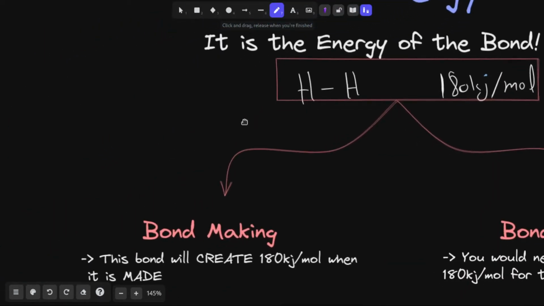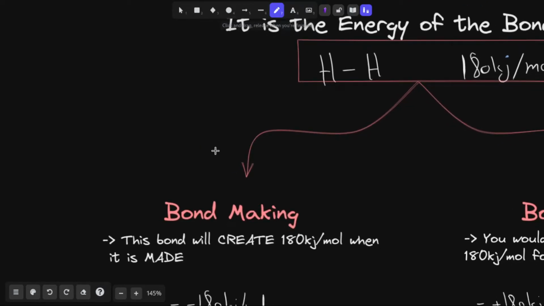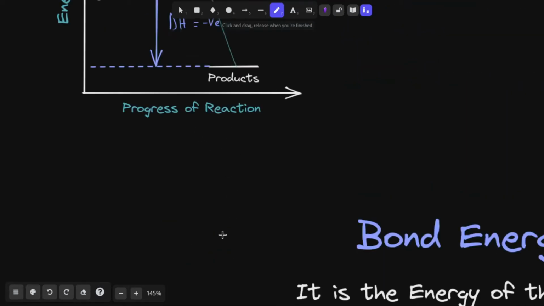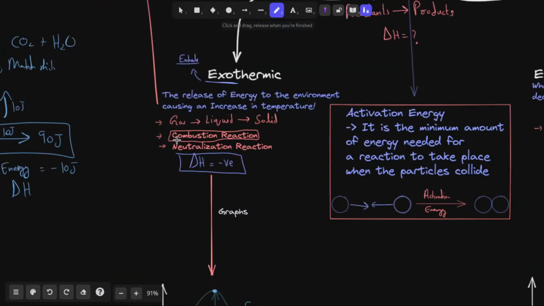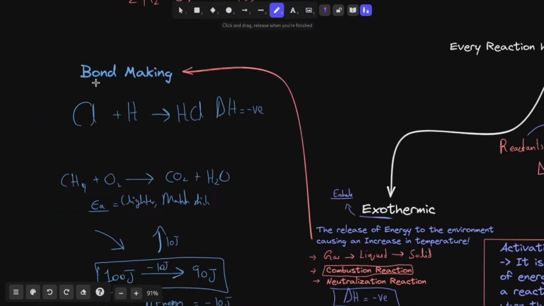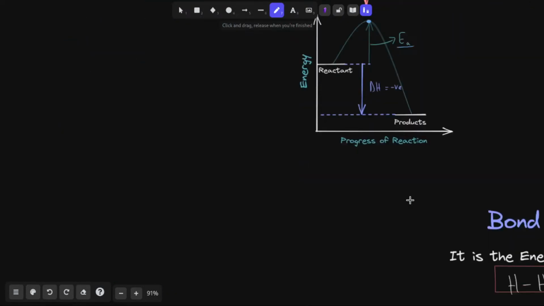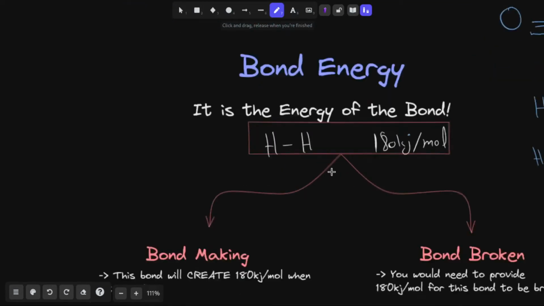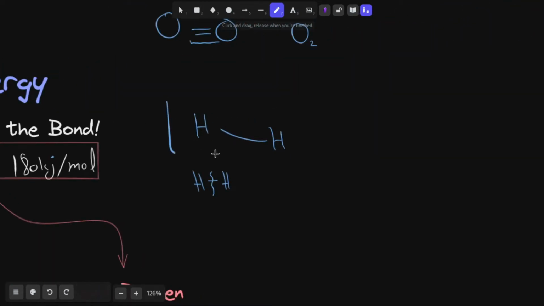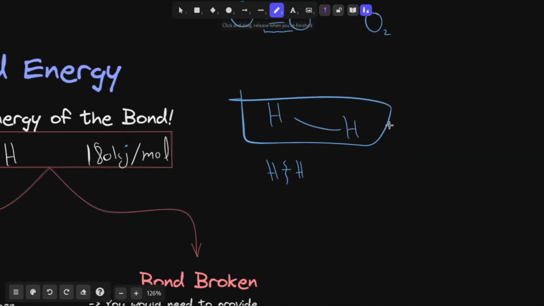So, bond making is a process in which energy is released. This is what an exothermic process is. Bond making is the process in which you make the bonds, and that's the reason why it would release energy, or it would be an exothermic process. So, for example, if you have two hydrogen atoms coming together to make a bond, then you would say that the delta H is negative 180 kilojoules.